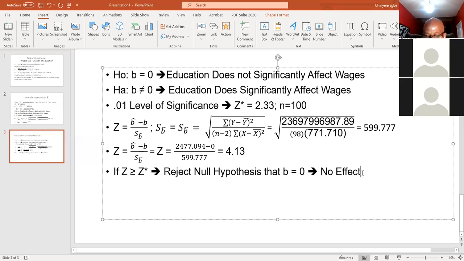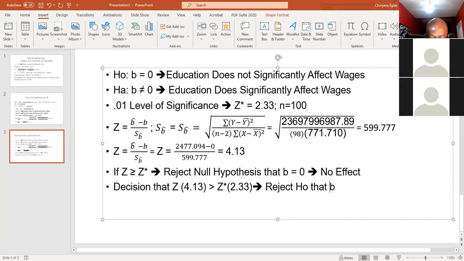And for this, what is our decision? Our decision is that Z of 4.13 is greater than Z star, which we know is 2.33. And that means we reject the null hypothesis that B is equal to 0. And what is the implication? The conclusion is what?